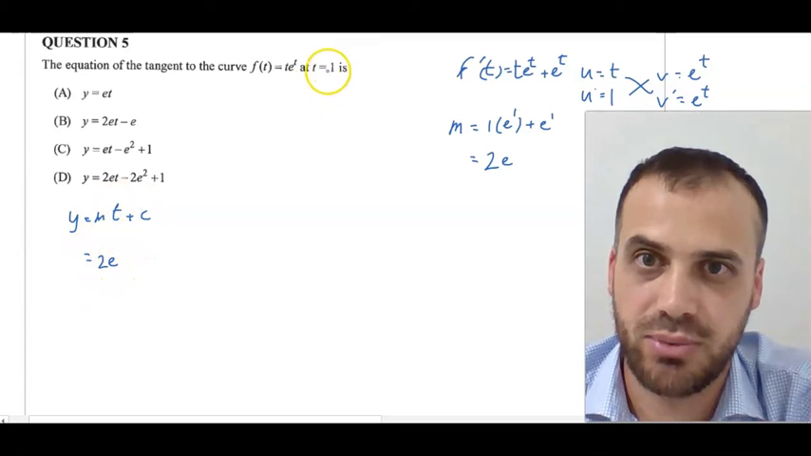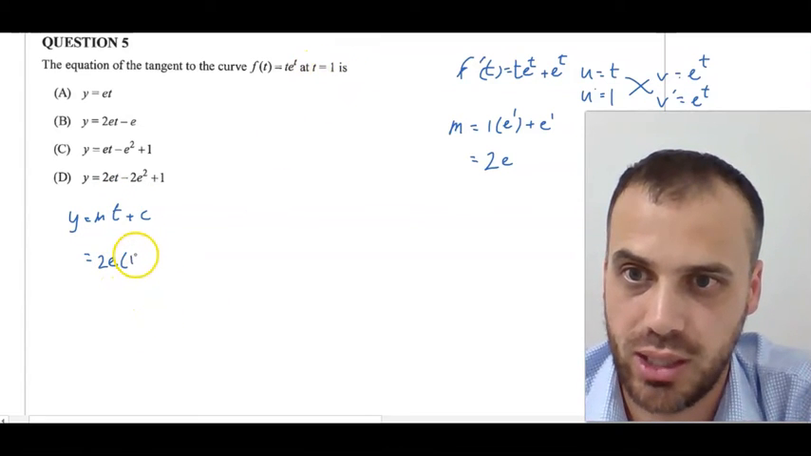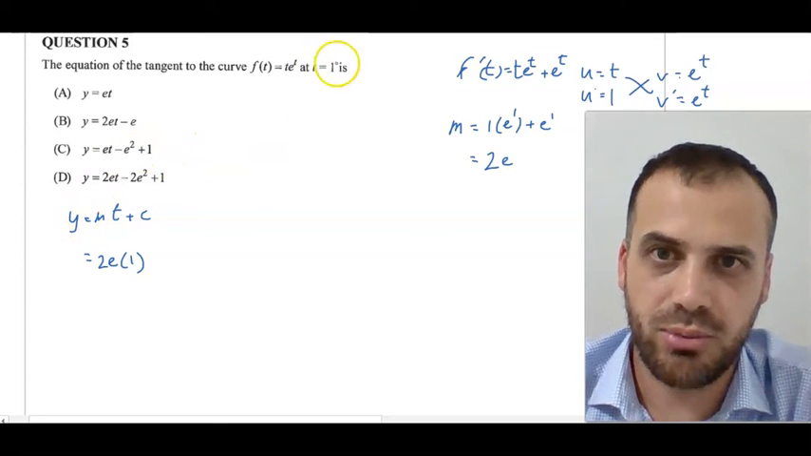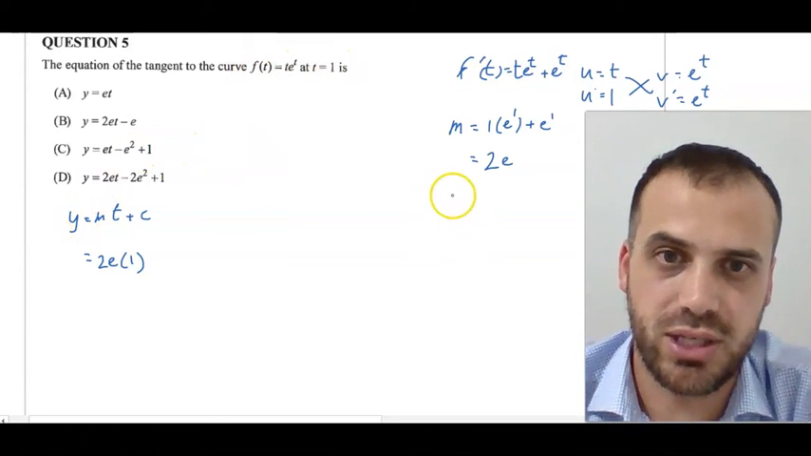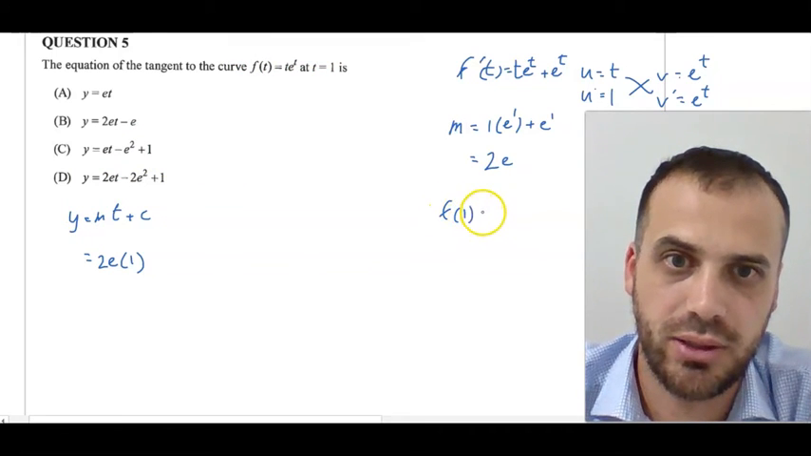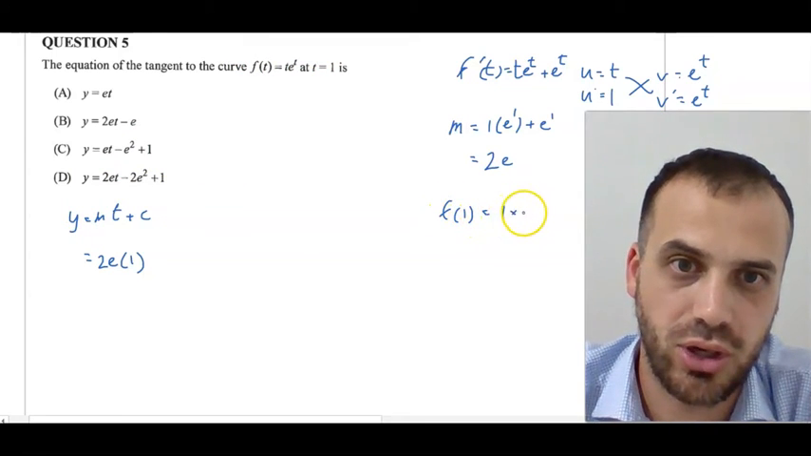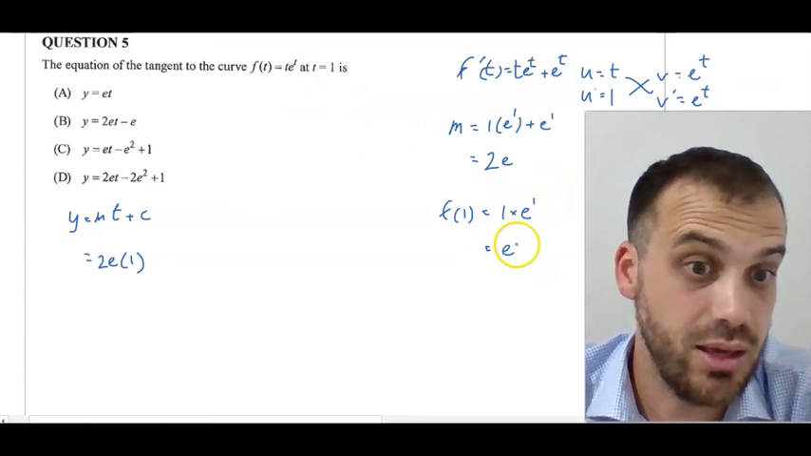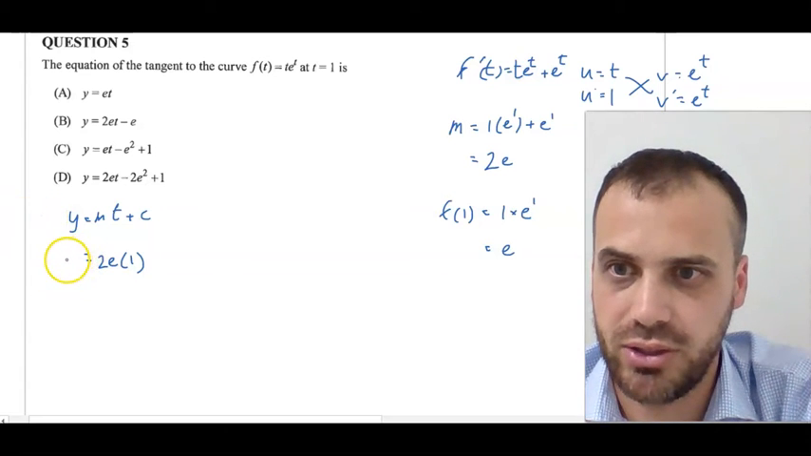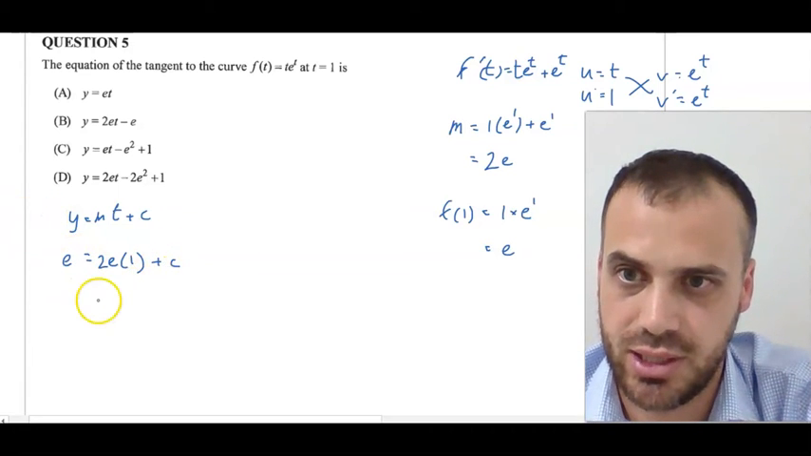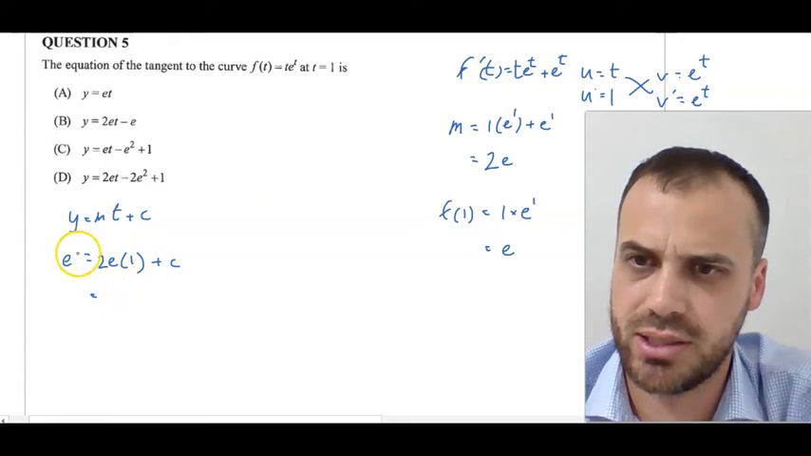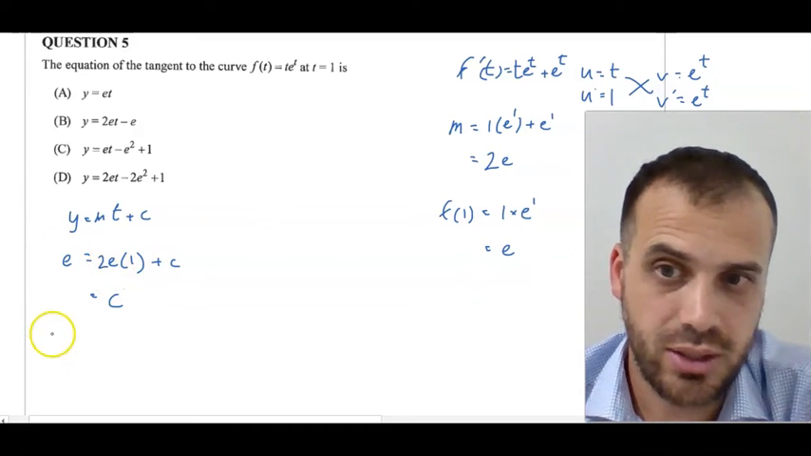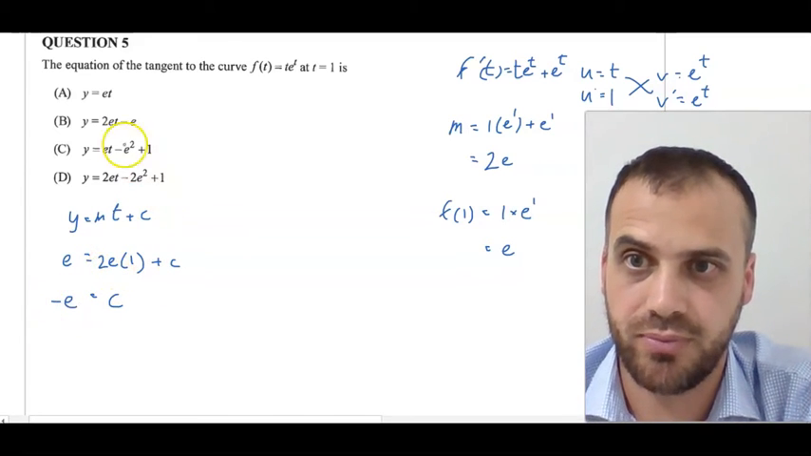I know that I'm looking for something at t equals 1, so I can sub 1 in there. If I knew a y value, that would be good. I can find the y value by subbing 1 into f of t. So f of 1 equals 1 times e to the 1, which is just e. All right, so I know my y value is e plus c. Now, that means that c is going to be equal to e minus 2e, which is negative e.